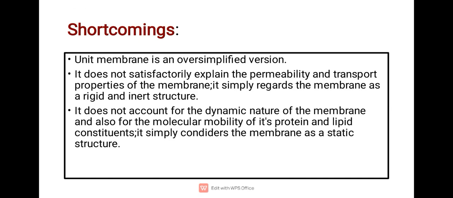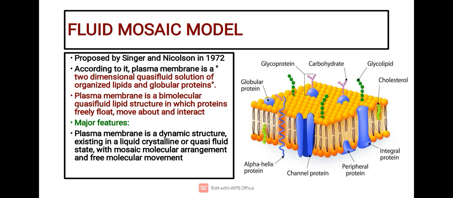Which are the shortcomings of this particular model? The unit membrane is an oversimplified version. It does not satisfactorily explain the permeability and transport properties of the membrane. It simply regards the membrane as a rigid and inert structure. It does not account for the dynamic nature of the membrane, or for the molecular mobility of its protein and lipid constituents. It simply considers the membrane as a static structure.